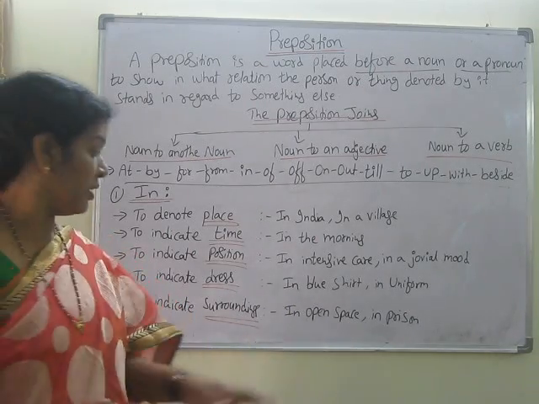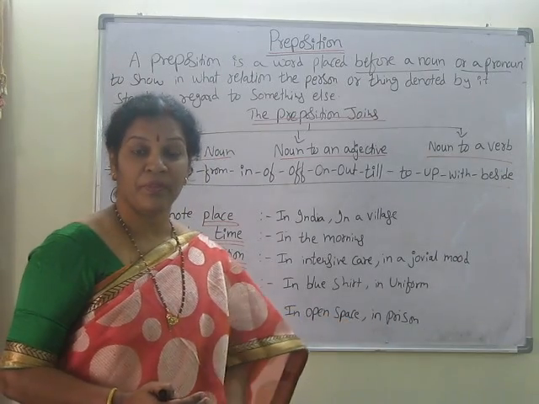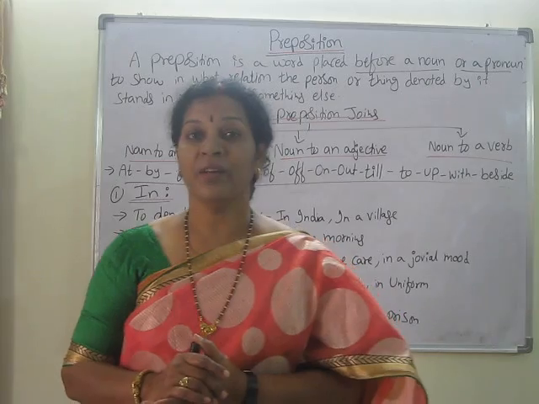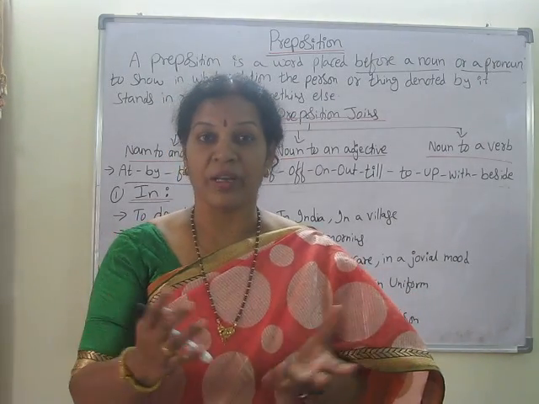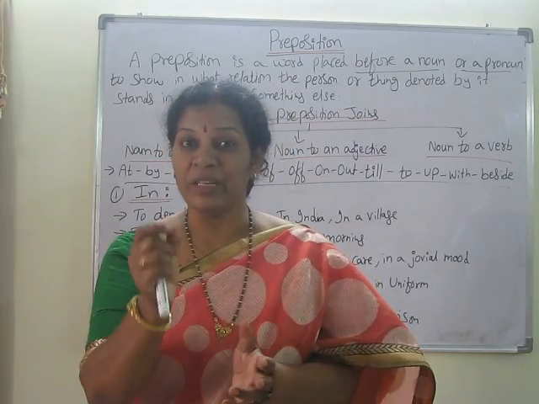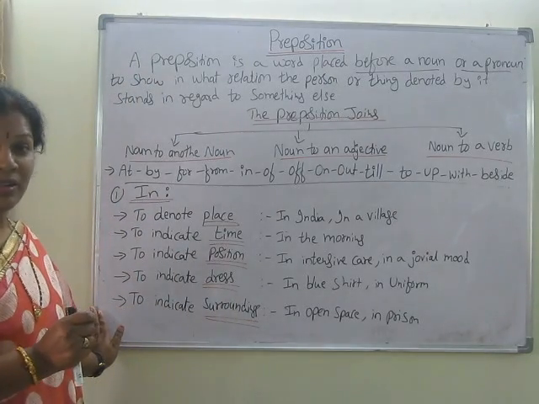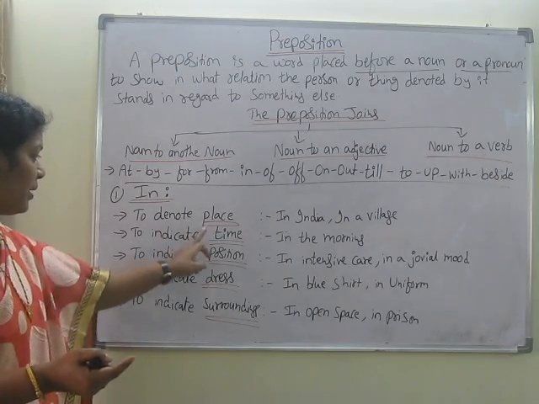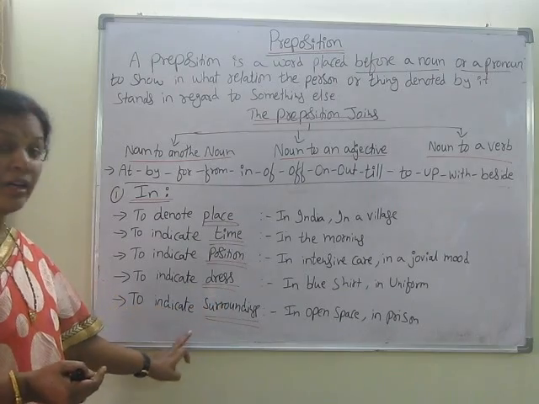Surroundings, if you want to say, in an open space, or in prison. We'll have a party in an open space. We'll have a party in a hotel. The surroundings where we'll meet, in a garden. So in can be used for any of these items: it indicates place, time, position, dress and surroundings.